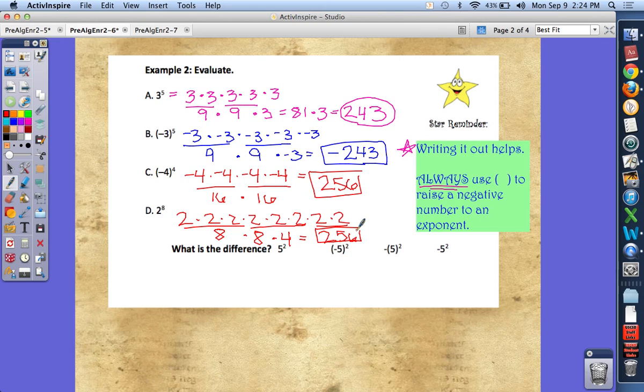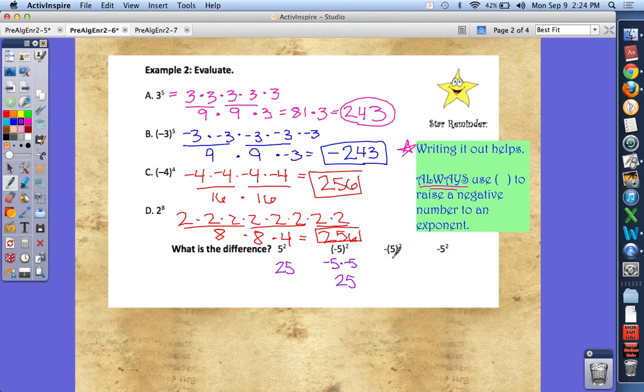It's very important that you understand that the placement of the negative makes a difference on what your base is, and it also makes a difference on what your answer is. Okay, it doesn't always give you a different answer, but it does affect what the base is. Okay, 5 squared is just 25. On this one, we have negative 5 times negative 5, so we get a positive 25 again. Notice, same answer, different bases.